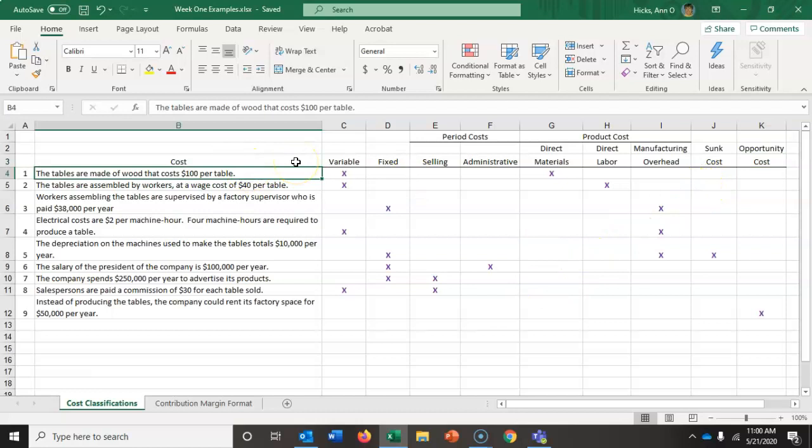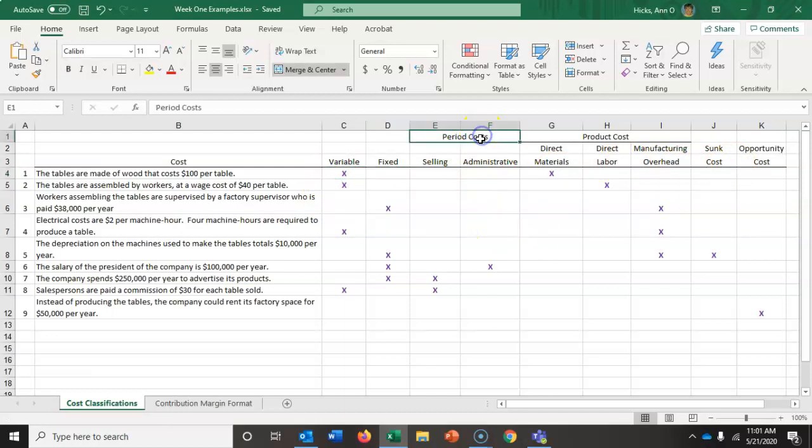The first one says, these tables are made of wood that costs $100 per table. So based on behavior, if the number of tables we manufacture changes, will the total cost of wood change? And I think the answer is yes. We will need more wood if we manufacture more tables. So this would be a variable cost.